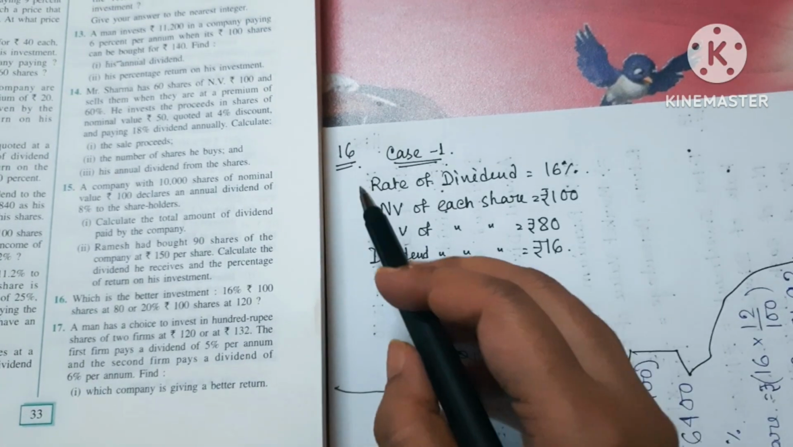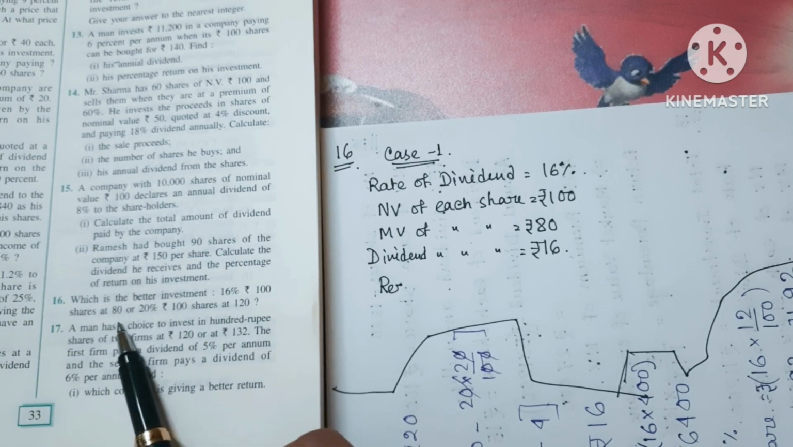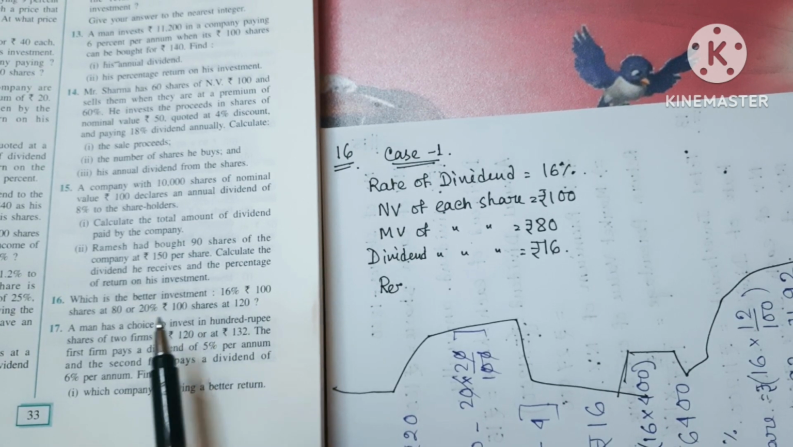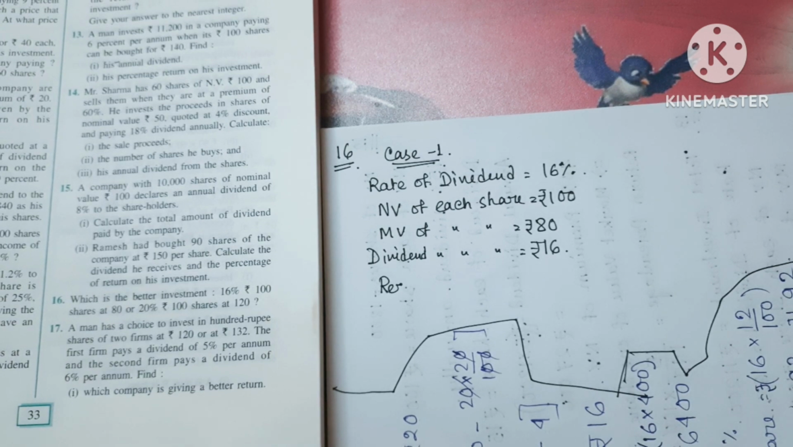Okay, see question number 16. See the question: which one is the better investment, this one or that one? Now see, whenever you are comparing two investments, you have to find out the return of each case. And then you have to compare the return percentages, then you will get the answer.